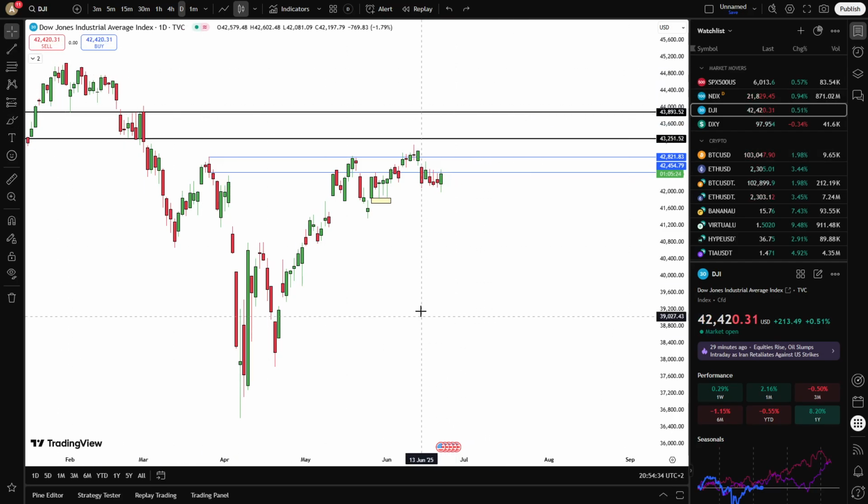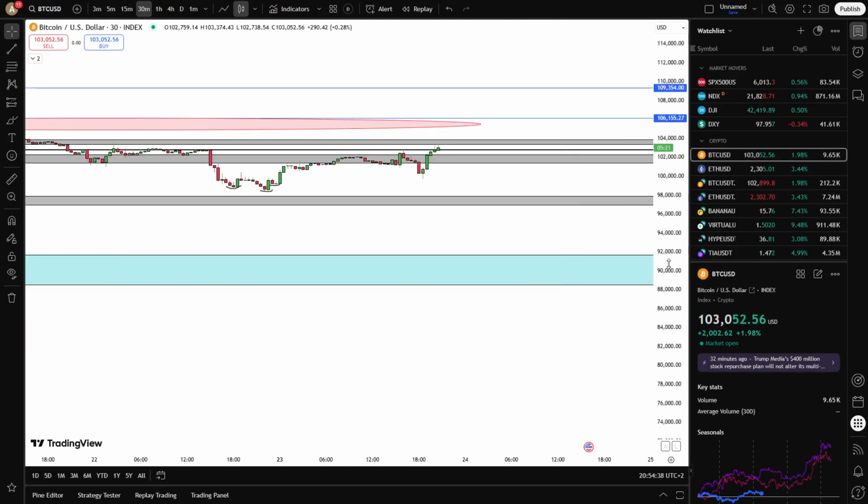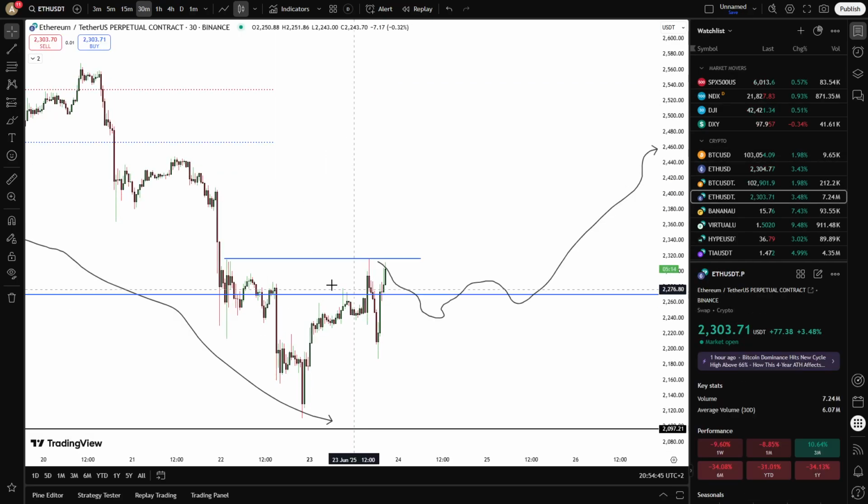So the stocks look good, crypto looks good. We just have a couple levels to reclaim, where we want to see it clear this, and for ETH we want to see it get right above this. So this video was a bit longer because there was a lot to explain.